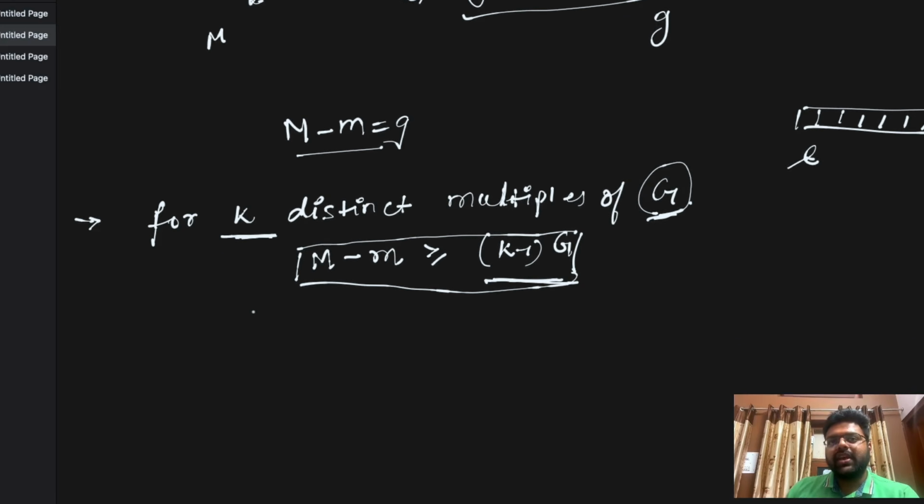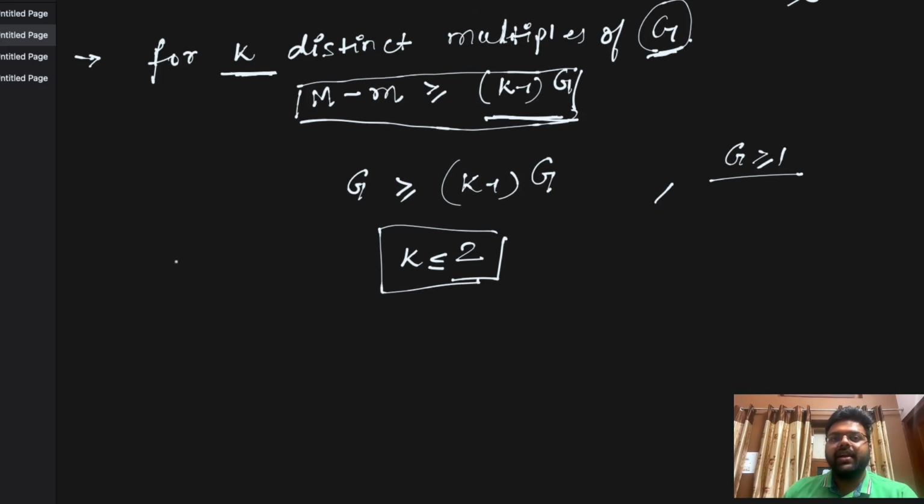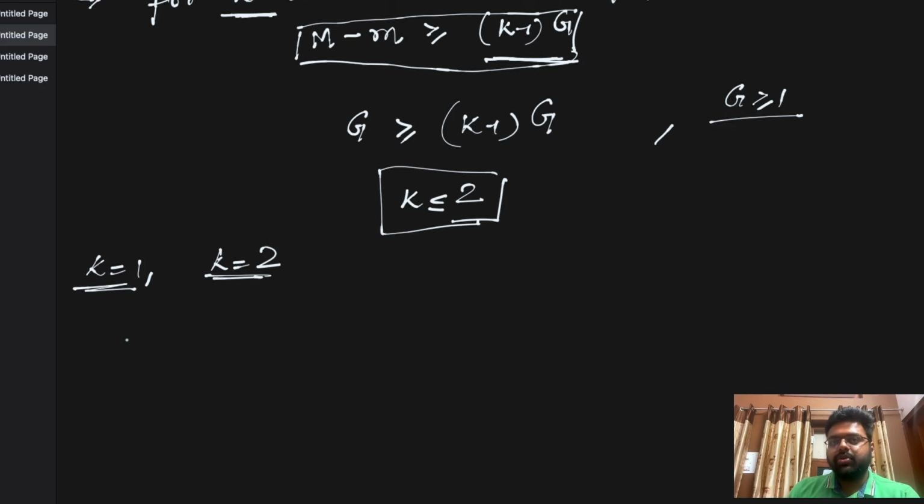So if this is the case, and I know that capital M minus small m is equal to G, if I replace it here, and G is greater than or equal to 1, I could simply say k would be less than or equal to 2. So what I can say is the possible subarray length is either 1 or 2. Now let's understand both cases as well.